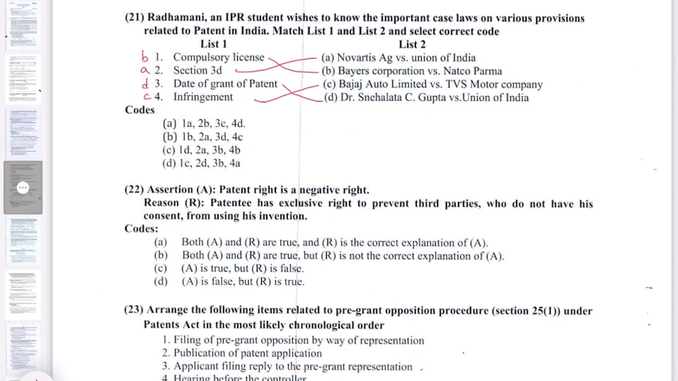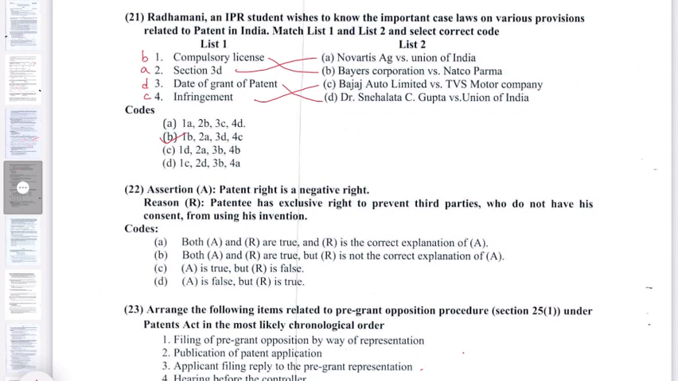Next question. Assertion. Patent right is a negative right. Reason. Patentee has exclusive right to prevent third parties who do not have his consent from using his invention. So codes are both A and R are true. R is the correct explanation of A. So this is the correct option.